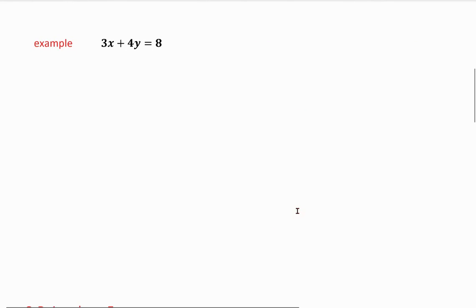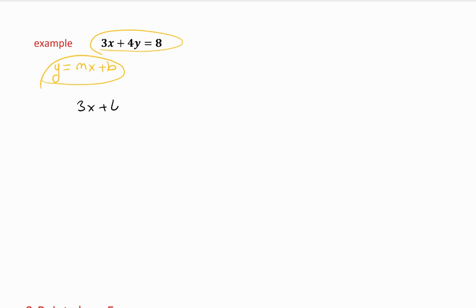Okay, let me give you one more example. If I have an equation that doesn't look like y equals mx plus b, how can I make this equation look like that? First I should leave y on one side, and on the other side x and numbers. So I'm writing 3x plus 4y equals 8.